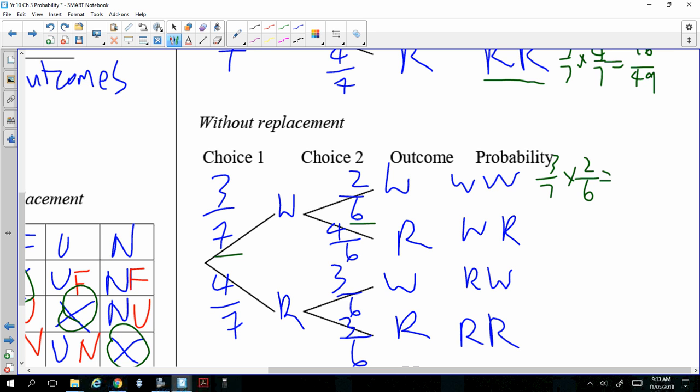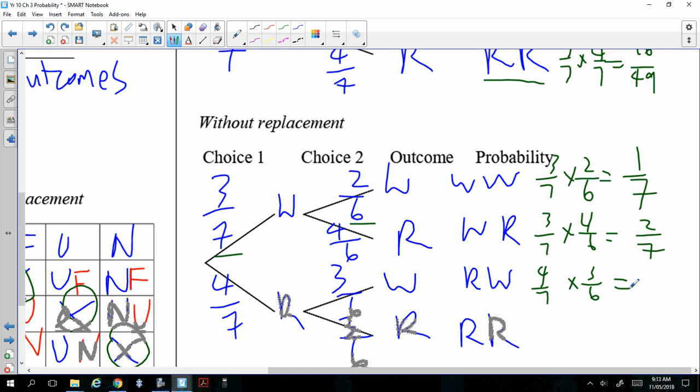Okay? And this one, you get 3 out of 7 times 4 out of 6. You get 2/3, you get 2 out of 7. And 4 out of 7 times 3 out of 6, you get half. So you get 2 out of 7 as well. And 4 out of 7 times 3 out of 6, you still get 2 out of 7. Is that right? Yeah, it was right. You have to add up.